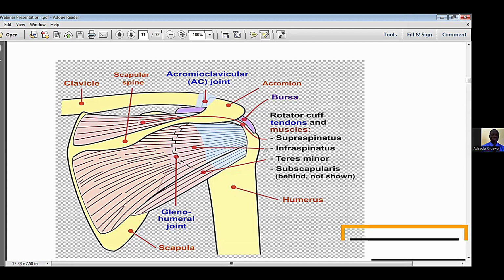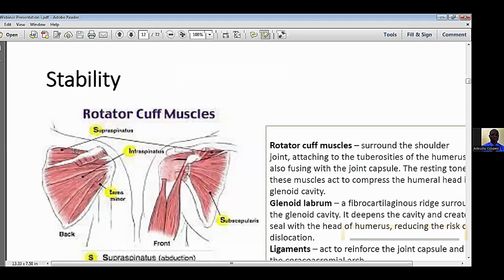Thank you very much. We have the teres minor, and teres minor is just very close to the inferior border of the scapula, very small in the muscle here. Then subscapularis is inside at the anterior side. I have another one that shows the subscapularis here. This is another one that displays more or less the rotator cuff muscle.